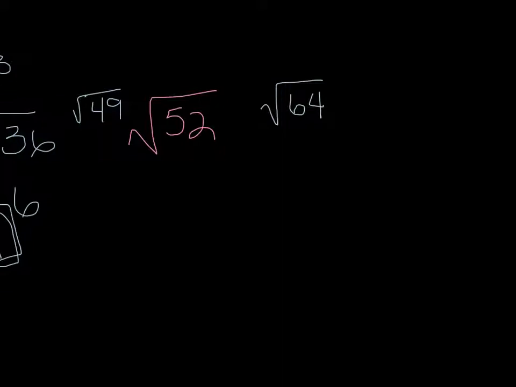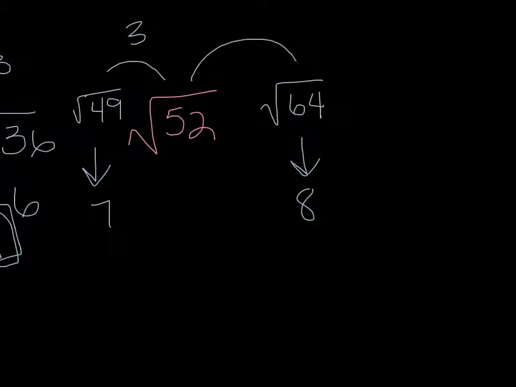So the square root of 49, we know that is 7, and the square root of 64 is 8. And we want to figure out where between 7 and 8 the square root of 52 is. So 49 to 52, that is 3. And 52 to 64, that is 12. Obviously that's much larger. So we're going to be much closer to 7 than we are 8. This is where your best judgment's going to come in.